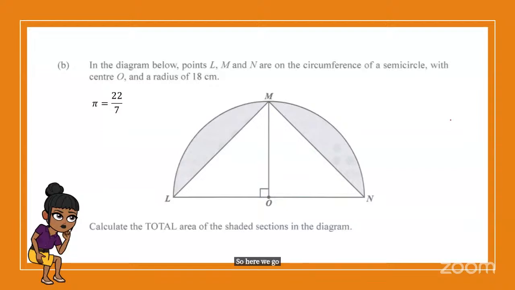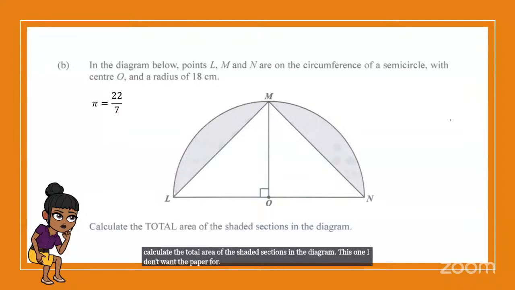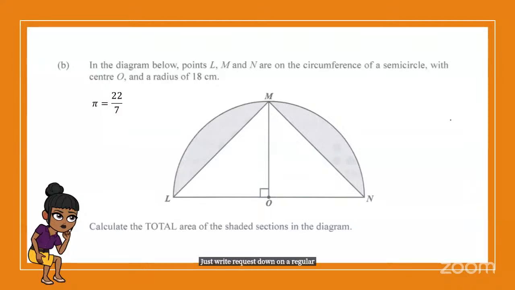It says, in the diagram below, points L, M, and N are on the circumference of a circle with center O and a radius of 18 centimeters. Calculate the total area of the shaded sections in the diagram. I know this one I'm going to want the paper for. Just write the question on the regular paper. But I have some questions. How would you approach this question? Do you think you have all the information needed to answer this question?